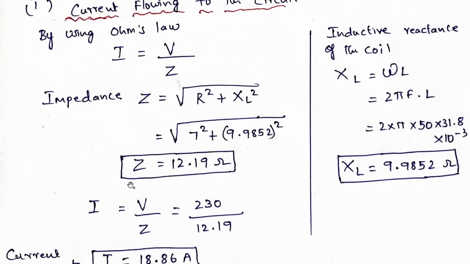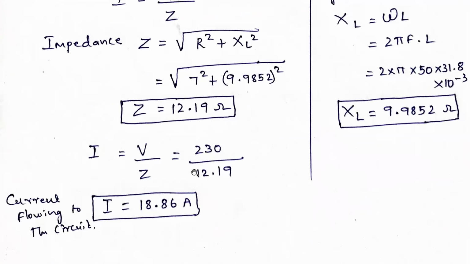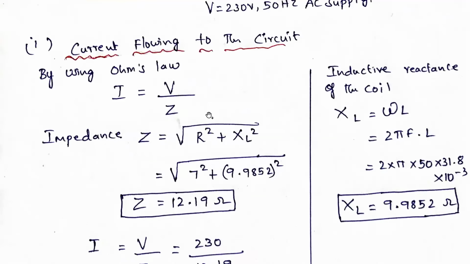Now we can easily calculate the current. Current is equal to V by Z. V is 230 volts divided by the impedance we calculated, 12.19 ohms. If you simplify, we get the current flowing in the circuit, that is I is equal to 18.86 amperes.